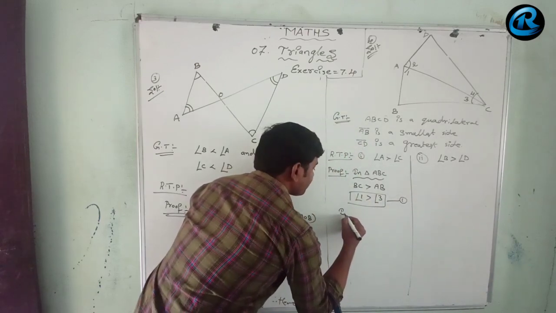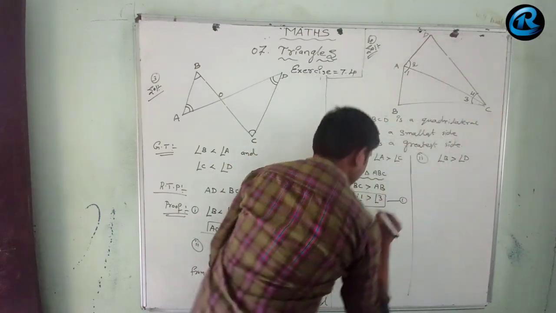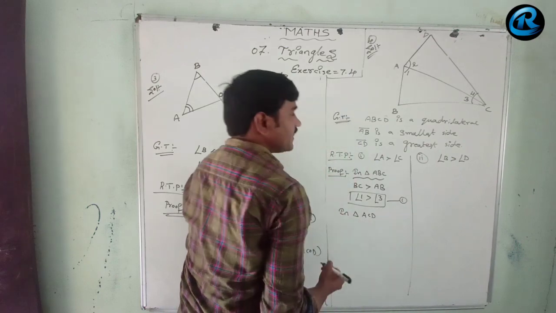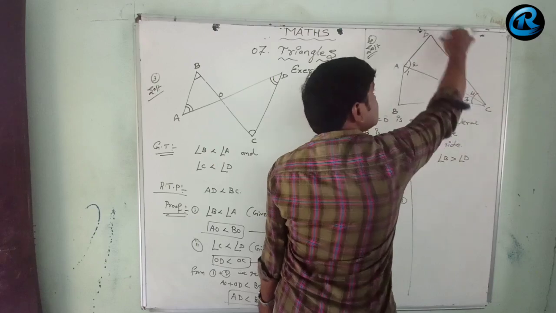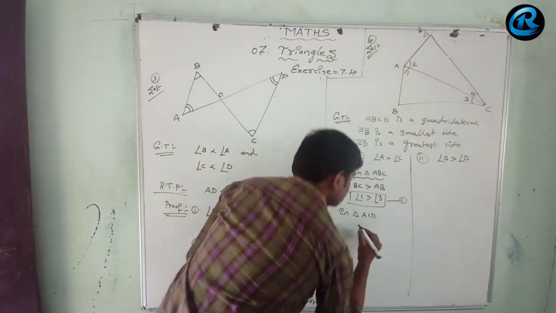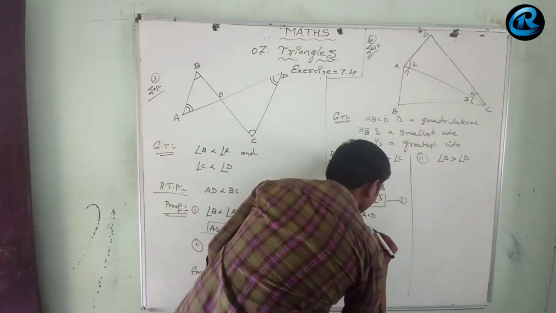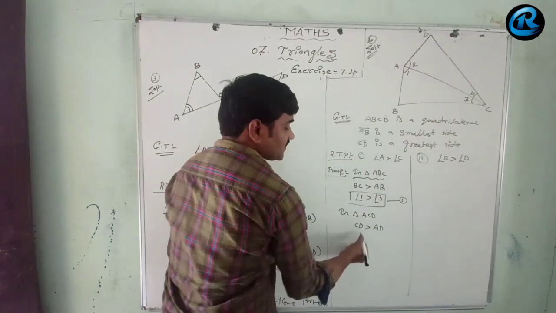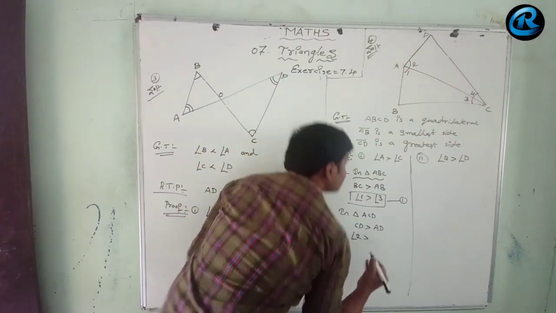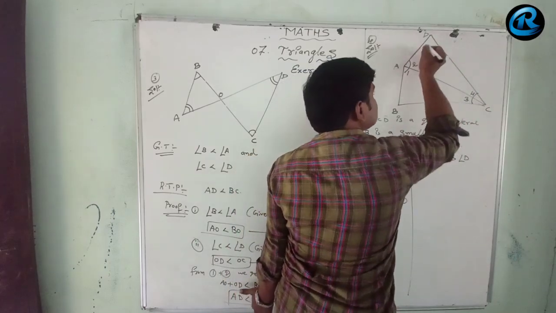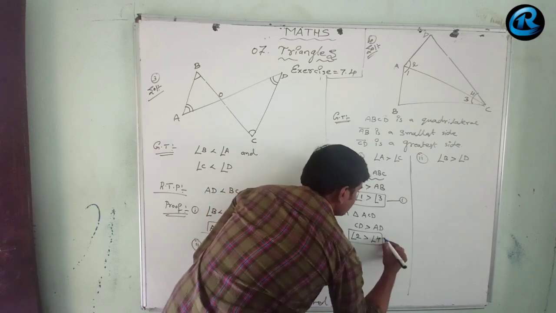Now take triangle ACD. What can you say here? AD is the smaller one and CD is the greatest side, as given. CD is greatest, then AD. The angle opposite to CD is angle 2, which is greater than angle 4, the angle opposite to AD. So this is equation number 2.